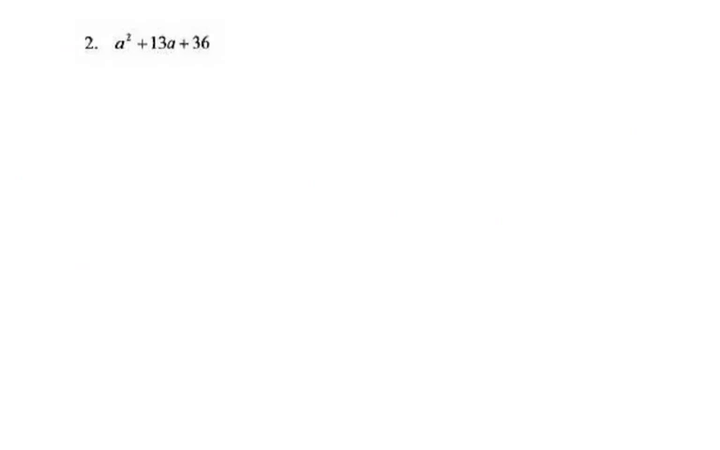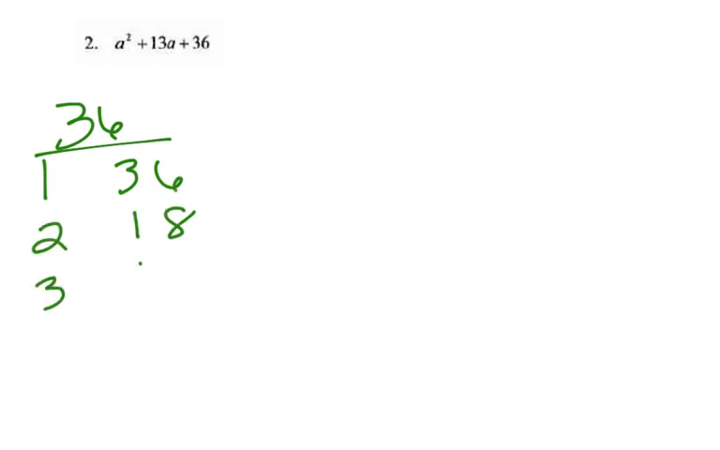So for number 2, we're going to find the factors of 36. 1 and 36, 2 and 18, 3 and 12, 4 and 9, 6 and 6. I like to go in order, work my way up. As soon as you get to the same number on both sides, or the numbers that are really close together, you'll probably have found all your factors.